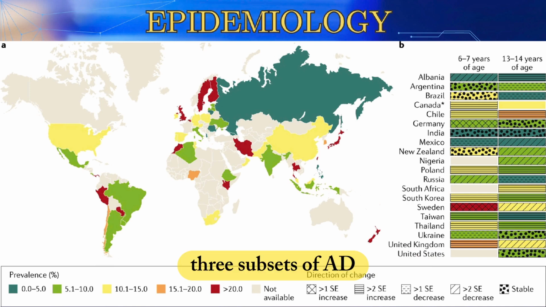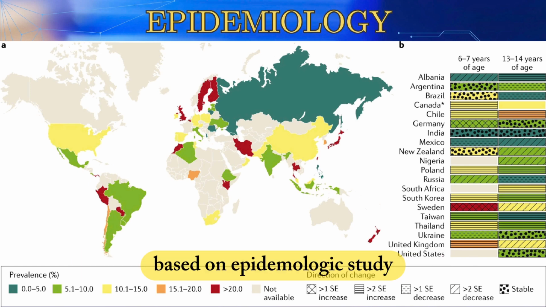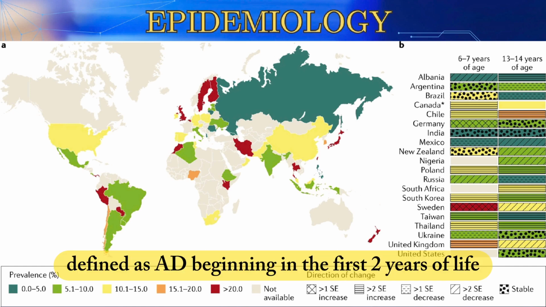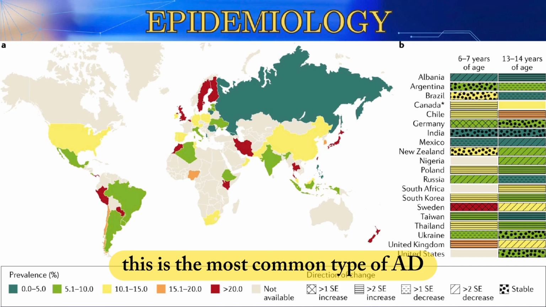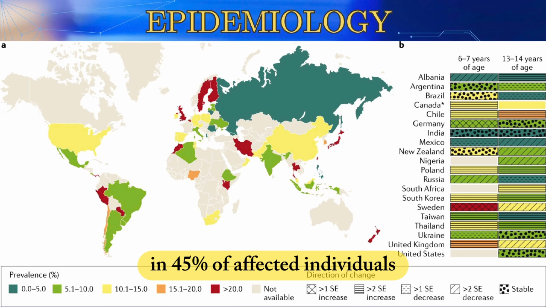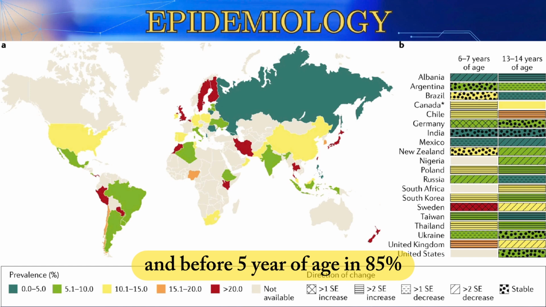Three subsets of AD based on the age of onset have been described based on epidemiological studies. Early onset AD is defined as AD beginning in the first few years of life. This is the most common type of AD, which develops during the first few months of life in 45% of affected individuals, during the first year of life in 60%, and before 5 years of age in 85%.